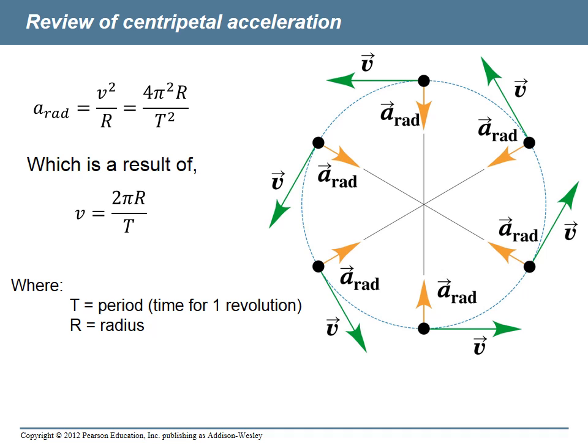This is a result of the fact that the velocity is 2 pi r divided by the time. This is the circumference, so the distance it travels divided by the time it takes for traveling. T is defined as the period, which is the time for one revolution. 2 pi r would be the distance it travels, and one revolution is the circumference, where r is the radius. So just a little review of centripetal acceleration there.